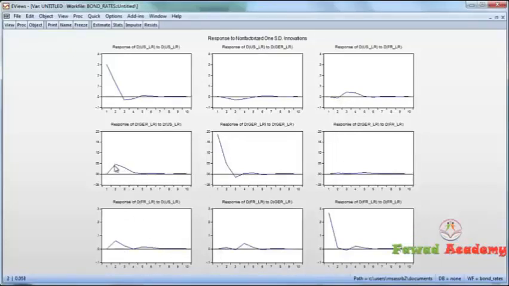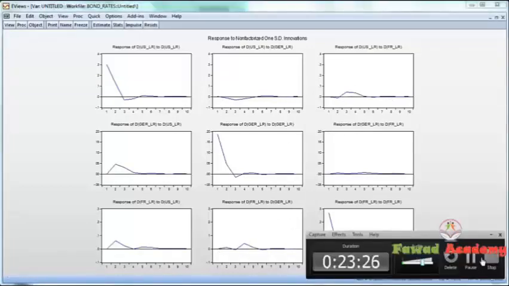If at all, we can see somewhat positive responses to US shocks again. So these ones look very much like the second Cholesky decomposition we had, but there are other changes here. So this is all I had to cover in this clip.